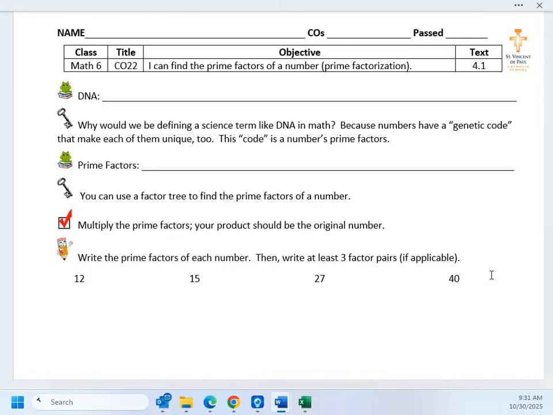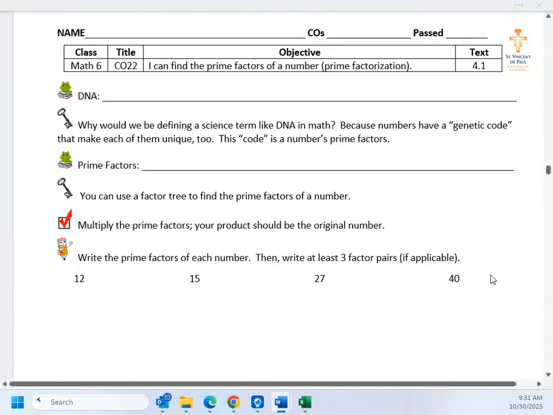So we're going to look at those prime factors as being like the DNA of a number. DNA is a person's, oh, is it not going to work? Okay, let me fix my board real quick so I can write.